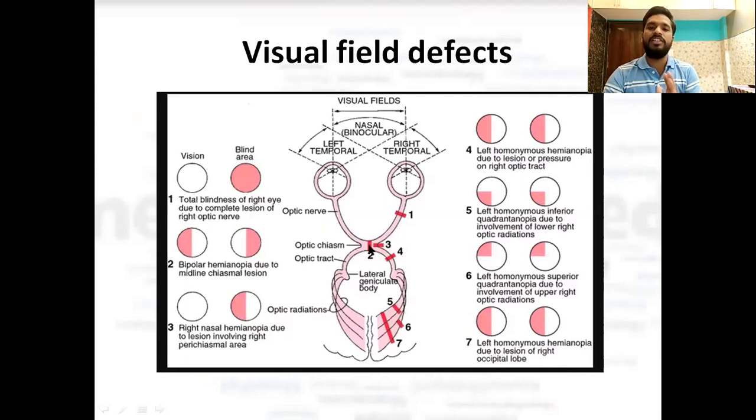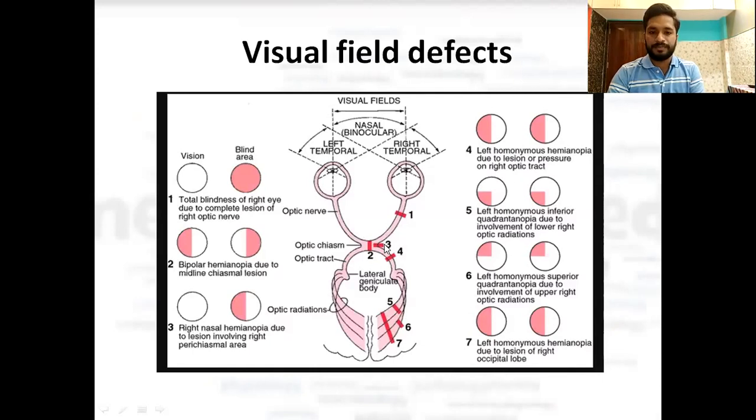If the lesion is at the optic chiasma, at the center, this is the optic chiasma, then the defect will be known as bitemporal hemianopia, and this is due to a midline chiasmal lesion, right? Midline chiasmal lesion. And the most common cause of bitemporal hemianopia is pituitary adenoma. I have not mentioned it here, but the most common cause of bitemporal hemianopia is pituitary adenoma.